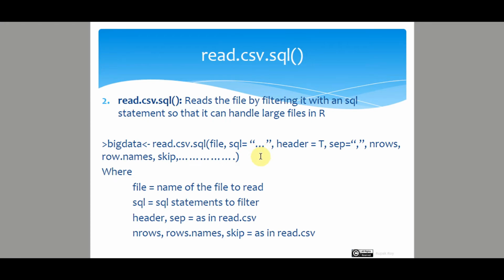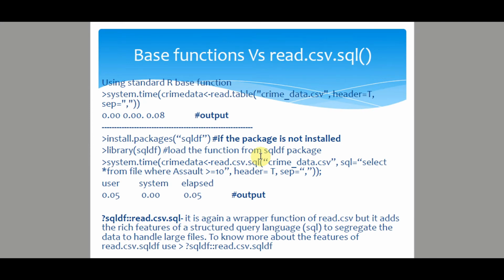This time also we'll perform the same exercise as with the fread function to compare the performance of read.csv.sql with the base R function using system.time. Then install the sqldf package for the read.csv.sql function. Now read the data from sql is equal to select star from file where assault greater than or equal to 10. The elapsed time, that is the execution time, will show higher than the regular read.table function. This is because it has an extra filter function to segregate the data.